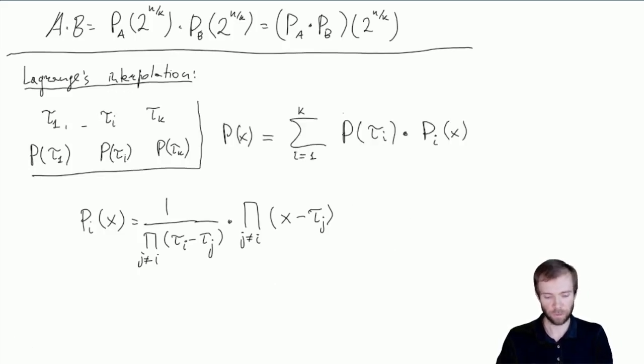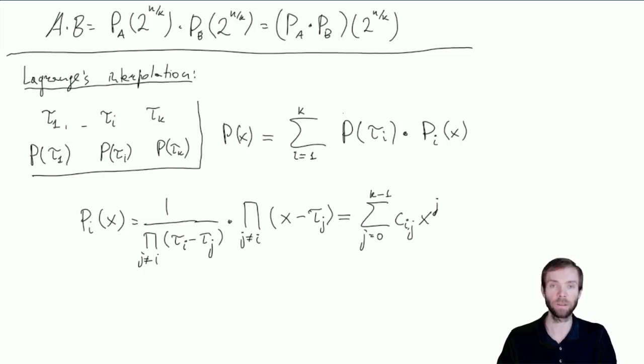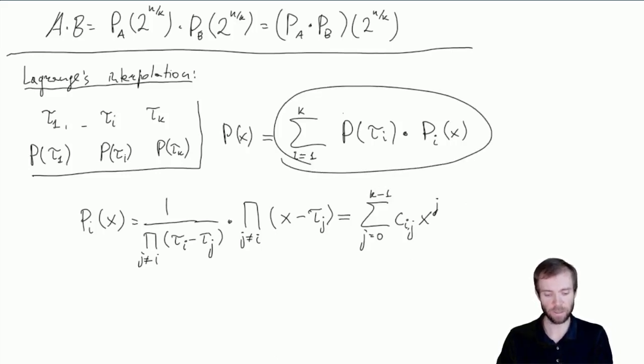Now we can rewrite our p_i as a polynomial in powers of x. So rewrite it as a sum of x to the power of j with some coefficients which we can denote by c_ij, where j ranges from 0 to k minus 1. Indeed, we have the product of k minus 1 linear terms here, so the polynomial will be of degree k minus 1. And our polynomial p of x is this thing.